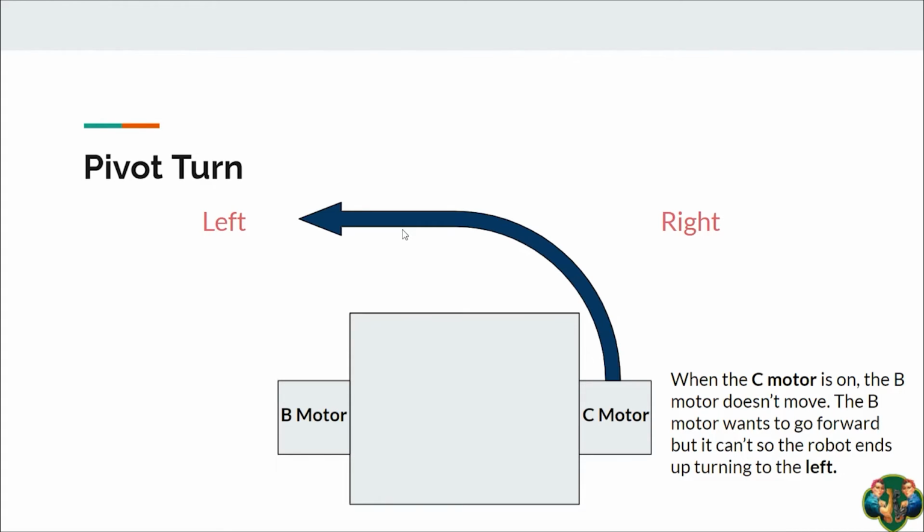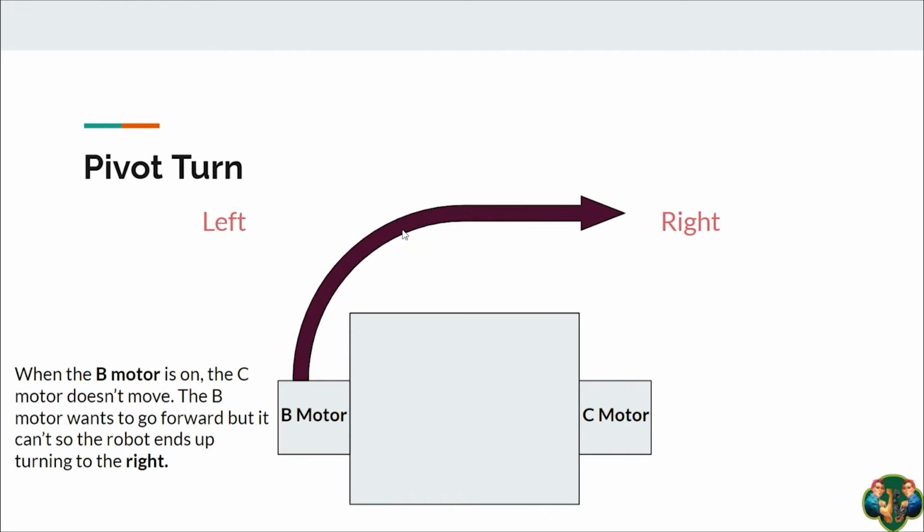This means that your robot will turn to the left, and you can see that the C motor would follow the path of that blue arrow until the front of the robot is facing the left. I understand this doesn't exactly look like a robot, but my artistic skills are not the greatest, so you'll have to use your imagination to hang in with me on this.